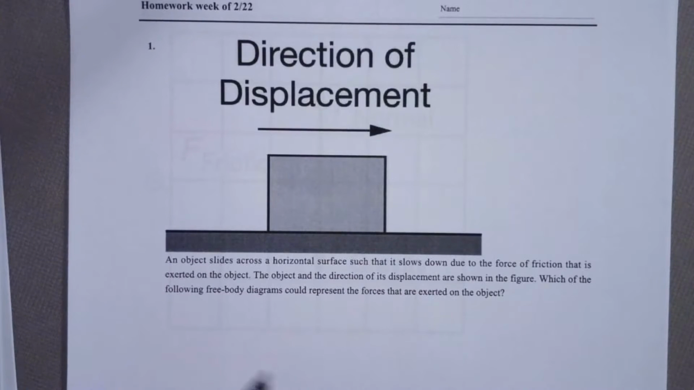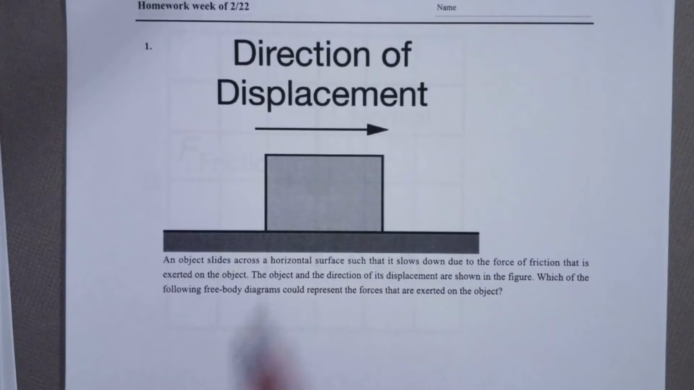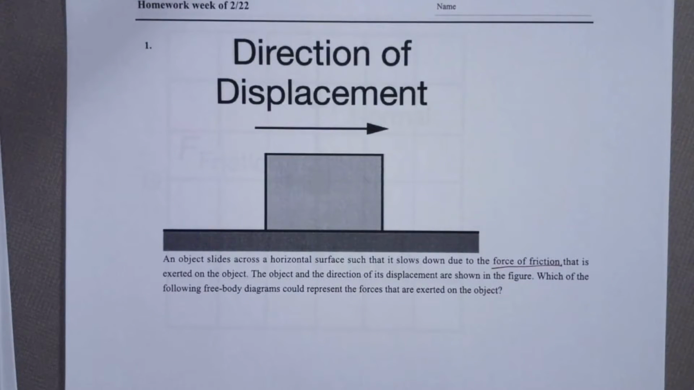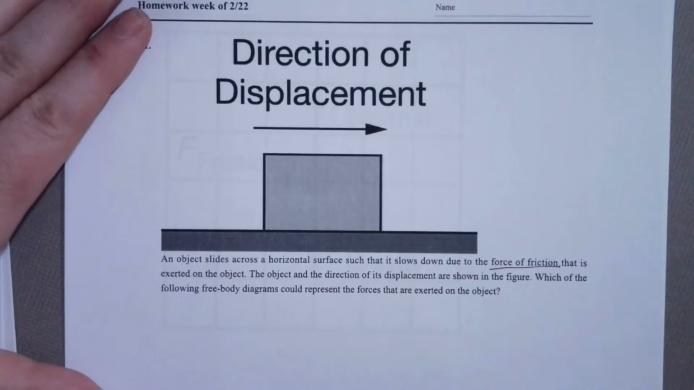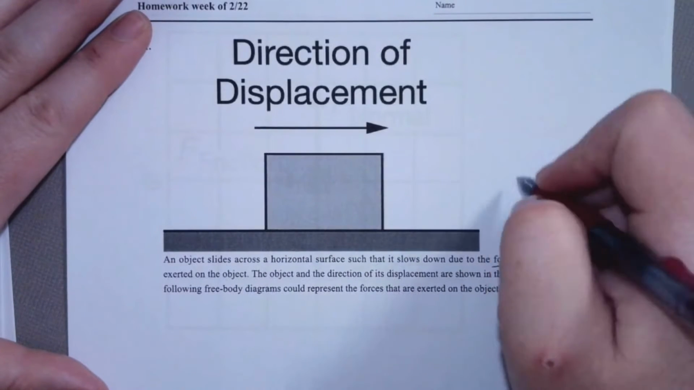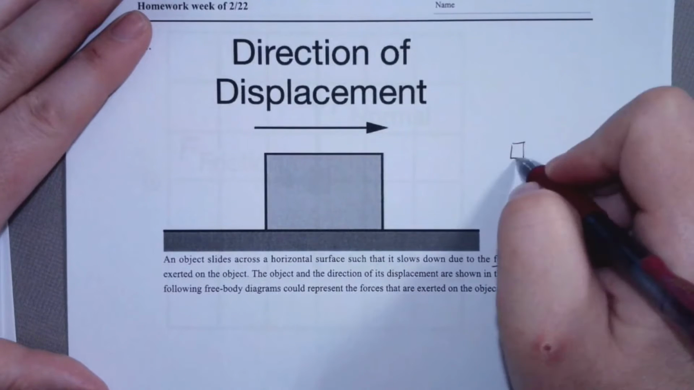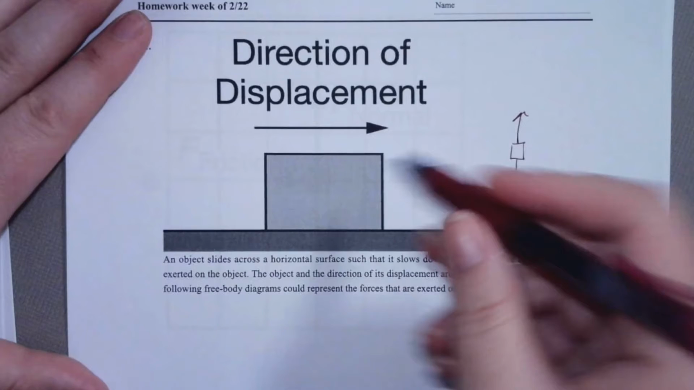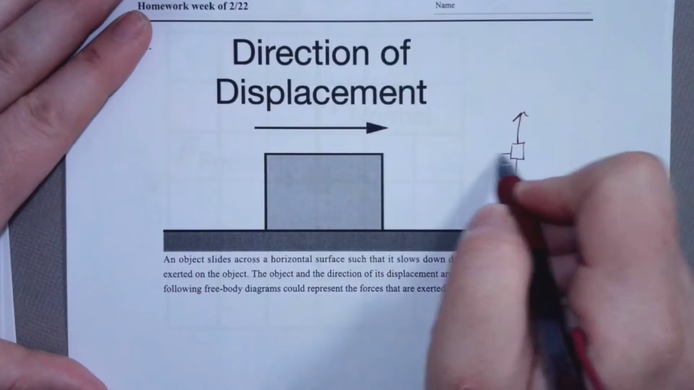An object slides across a horizontal surface. As they show, it moves to the right and it slows down due to the force of friction. So we know we have to include that. We want to know which of the following free body diagrams could represent the forces. Just in general, what we know is the direction of displacement is horizontal, which means the vertical forces need to balance, and there's a force of friction. It's moving to the right, so the force of friction is going to point to the left.